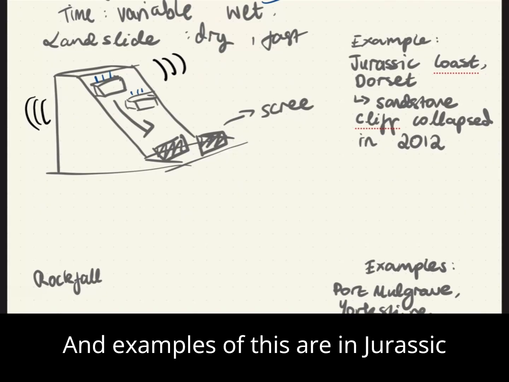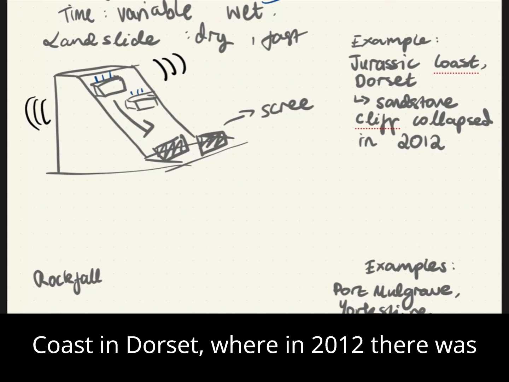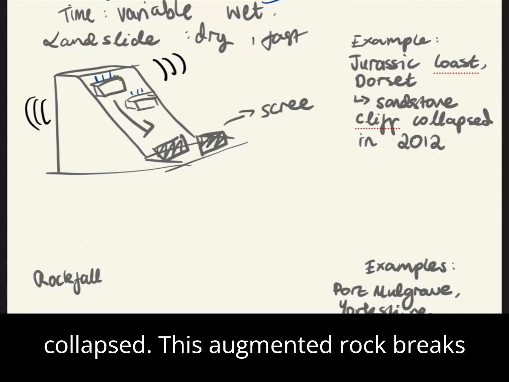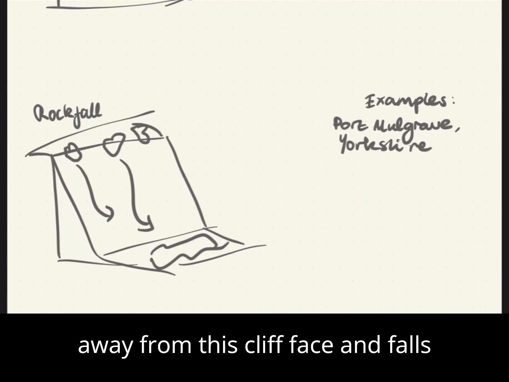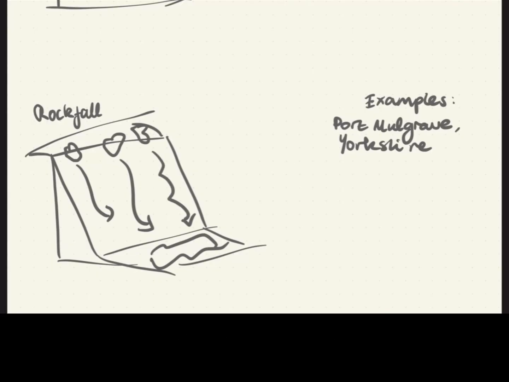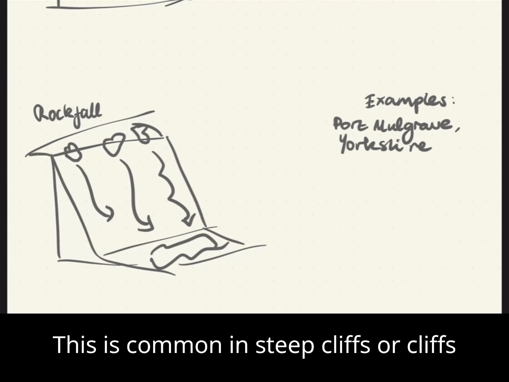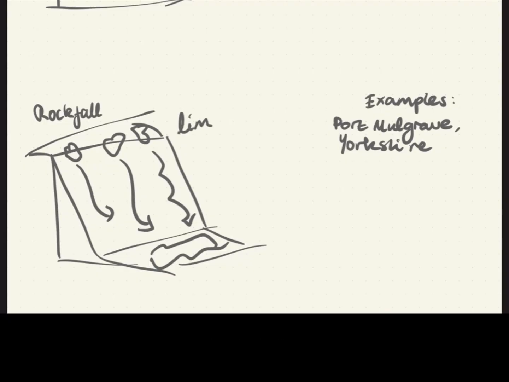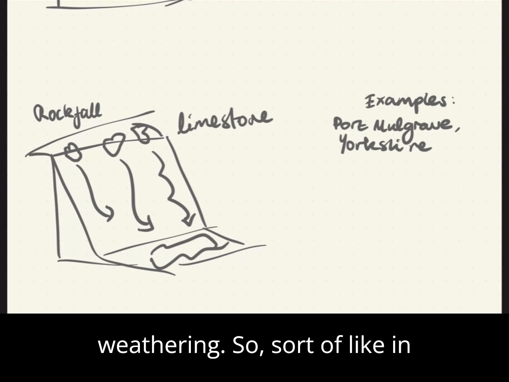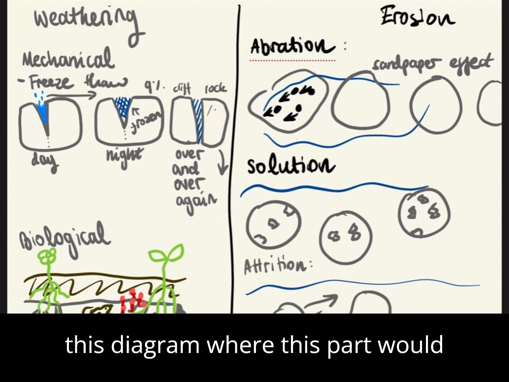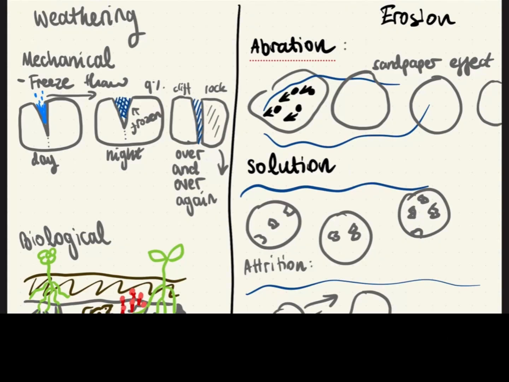An example of this is the Jurassic Coast in Dorset, where in 2012 a sandstone cliff collapsed. A segmented rock breaks away from the cliff face and falls vertically or bounces down the slope. This is common in steep cliffs or cliffs composed of hard jointed rock, like limestone. And this happens because of mechanical weathering. So, like in this diagram, where this part would fall down.